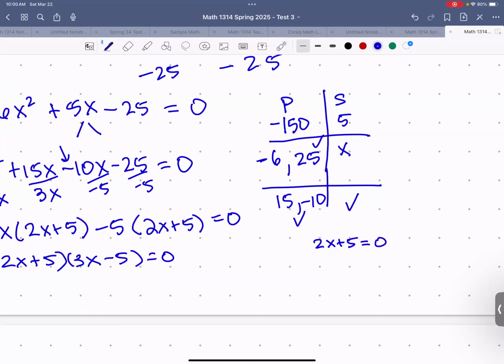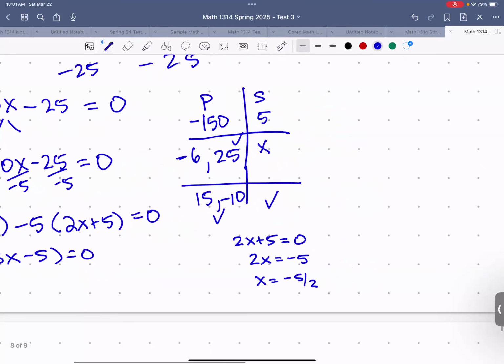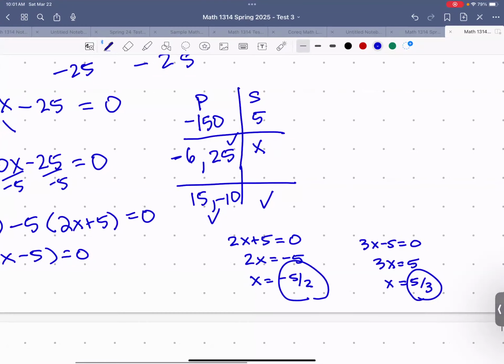2x plus 5 equals 0. We would have to subtract 5 to get 2x equals negative 5 and divide by 2 to get negative 5 over 2. And then for the 3x minus 5, we would have to add 5. So 3x equals 5, divide by 3. So that would give us 5 over 3. So those would be our two solutions, negative 5 over 2 and positive 5 over 3.